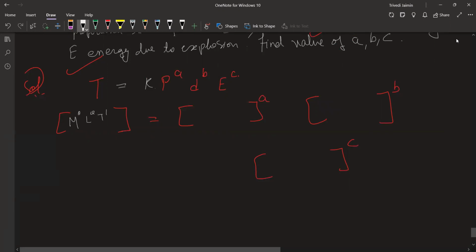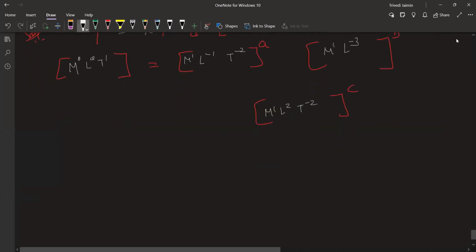So what's pressure? M1, L minus 1, T minus 2. The next is density. Density will be M1, L minus 3, right? Yeah. Energy: M1, L2, T minus 2. Now, what does it mean? Let's write for M first.